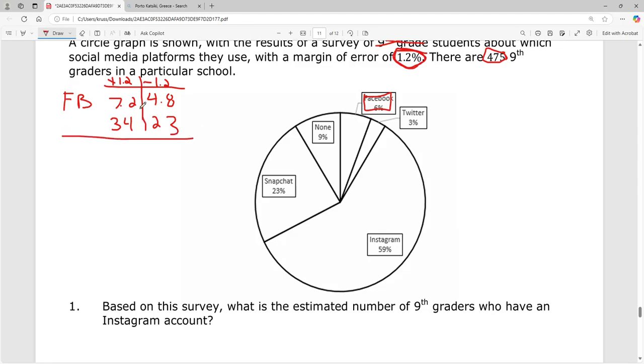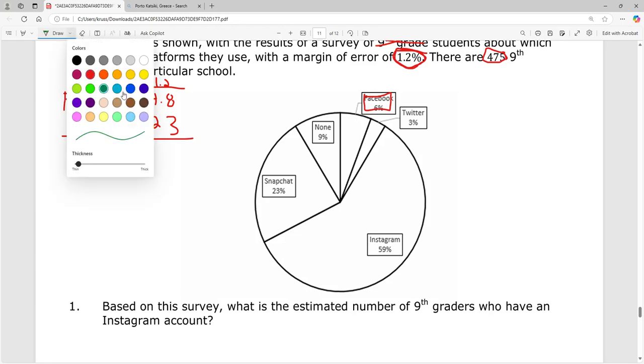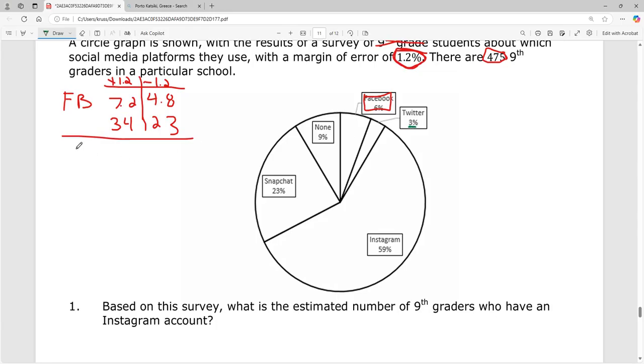So Facebook is 34 to 23. Okay, now let's look at Twitter, which is a measly 3%. All right, we'll just put a T for Twitter. Plus 1.2% is 4.2%, and then minus is going to be 1.8%. And we do the same thing, right? We're going to do 0.042 times 475, and that gives us about 20. It's actually 19.95, but we'll round up to 20. This is the number of people, and this is percentage.